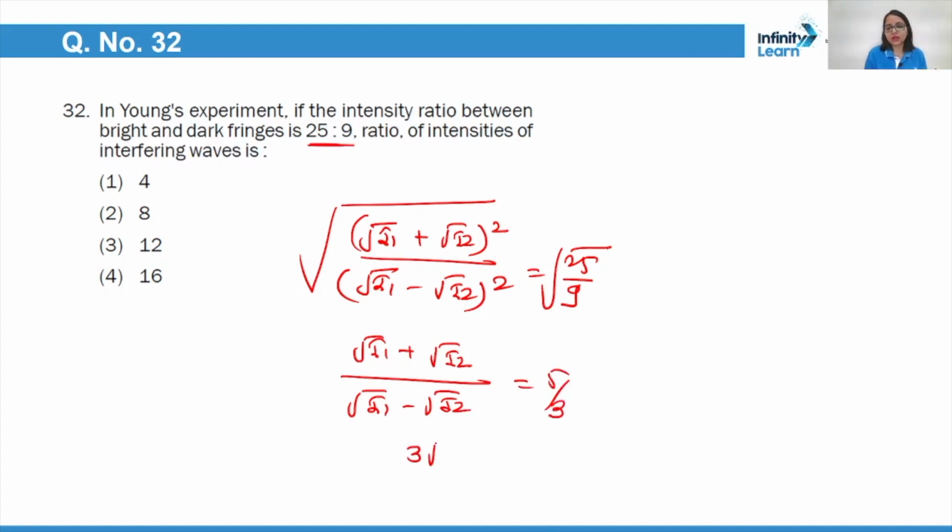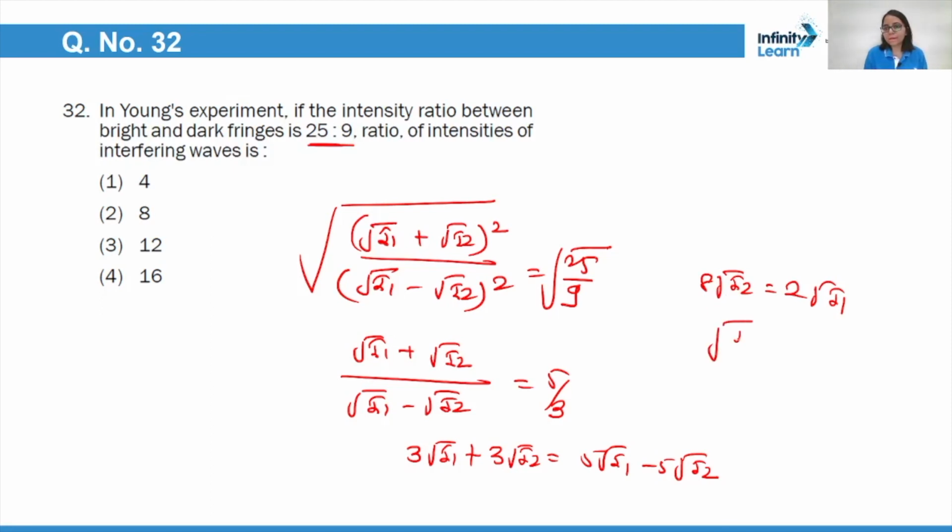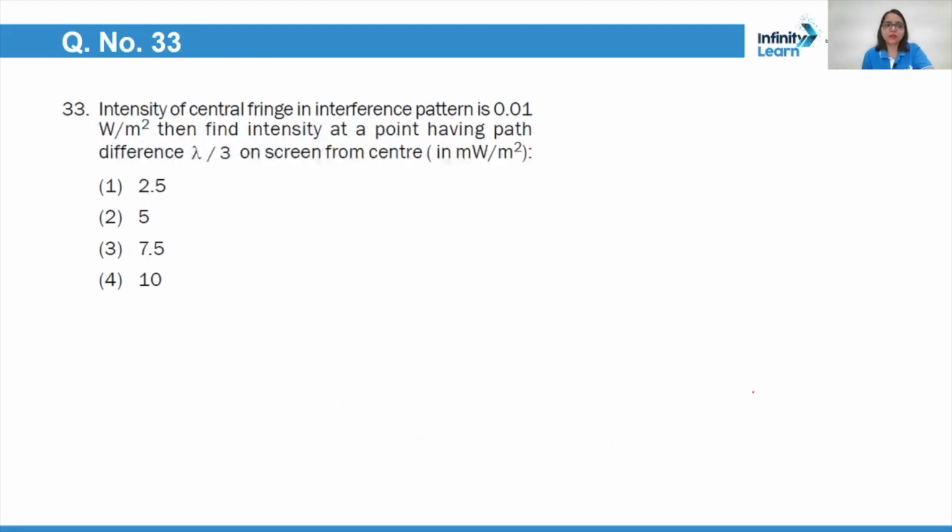So this is 3 under root I1 plus 3 under root I2 is equal to 5 under root I1 minus 5 under root I2. Right. So this will be 8 under root I2 is equal to 2 under root I1. Right. So under root I1 upon I2 is 4, and if you take the square, I1 upon I2 will be 16, which is option 4.